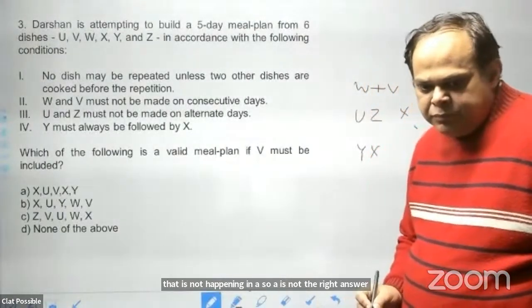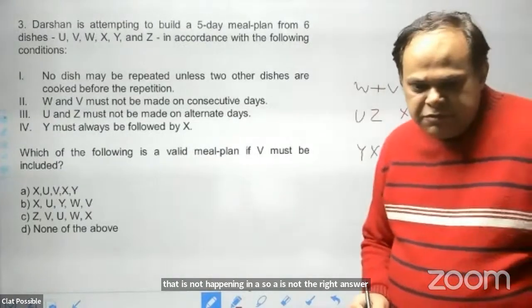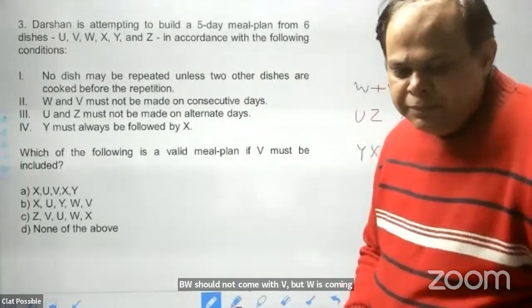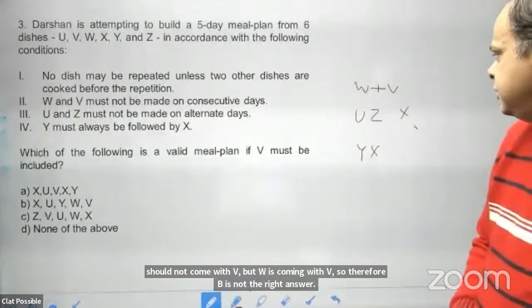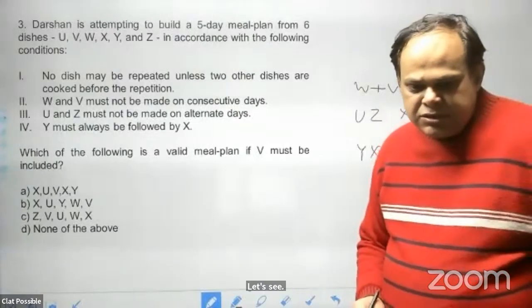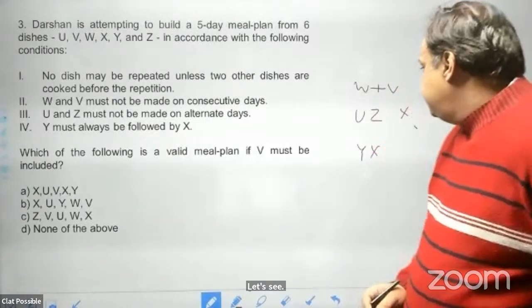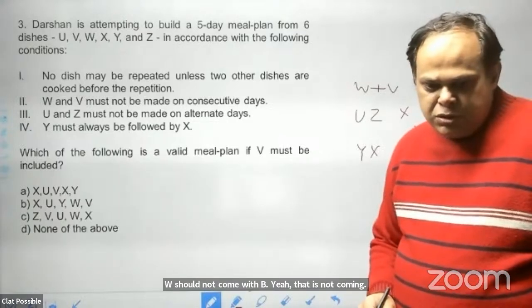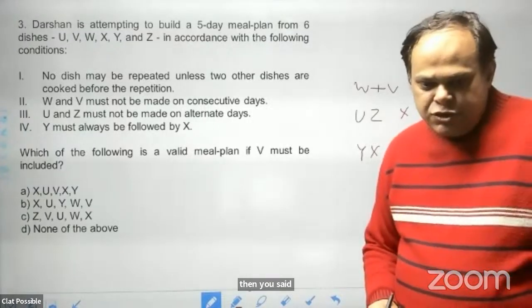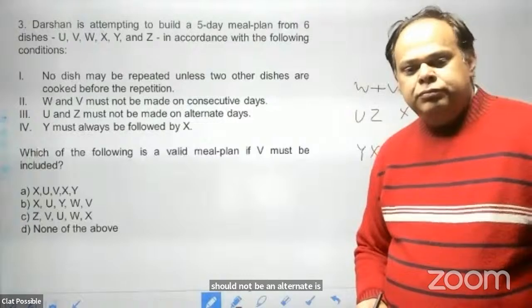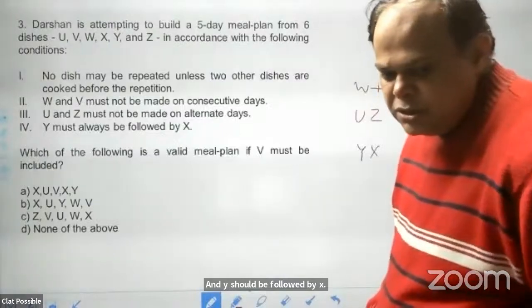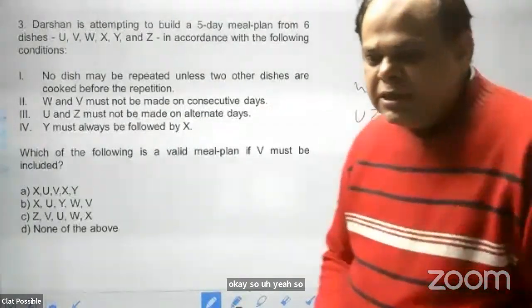Similarly for B, W should not come with V, but W is coming with V. So B is not the right answer. Let's look at C. W should not come with V, that is not happening. Then U and Z should not be on alternate days, and Y should be followed by X. The alternate day condition is not satisfied, so C is also not correct. Hence the answer is D.